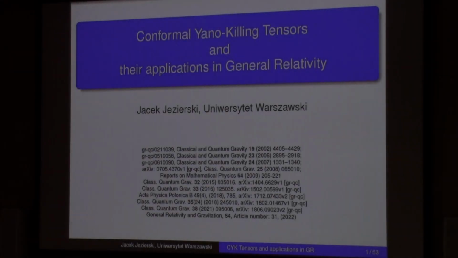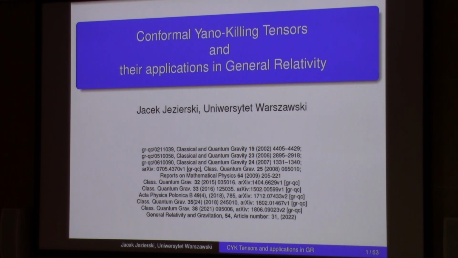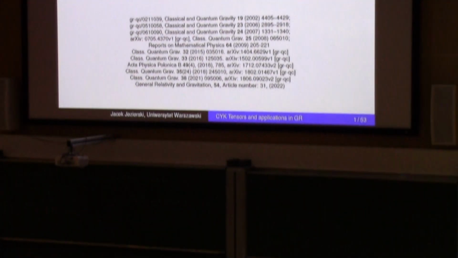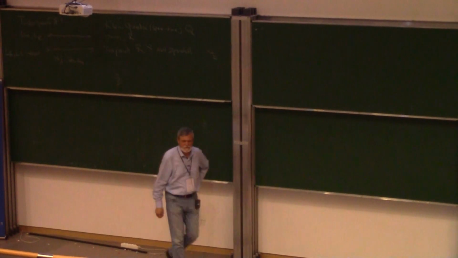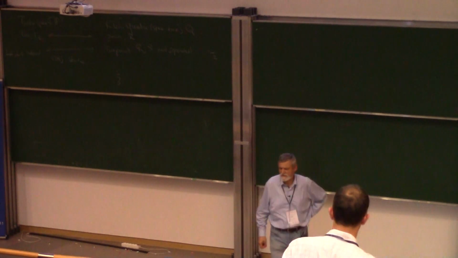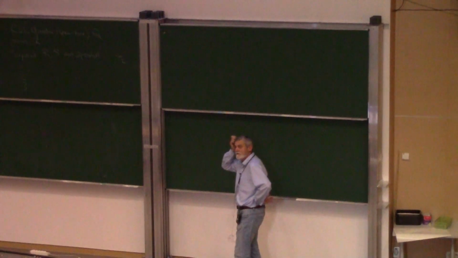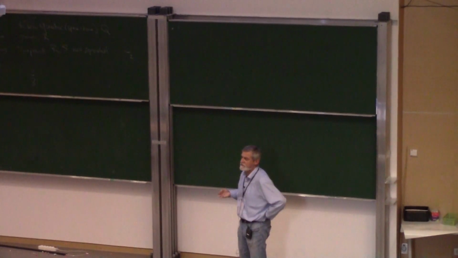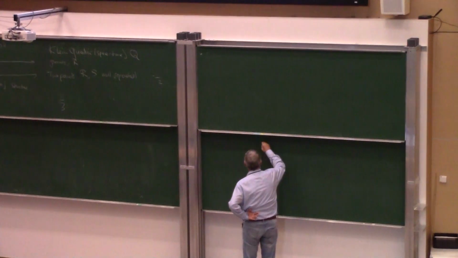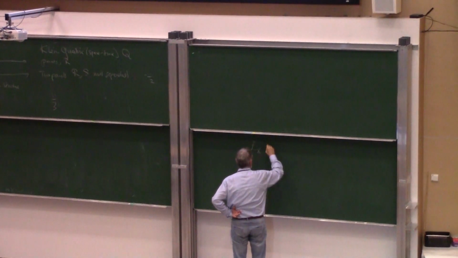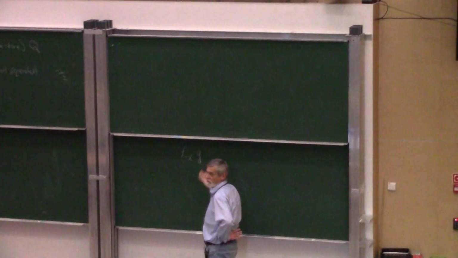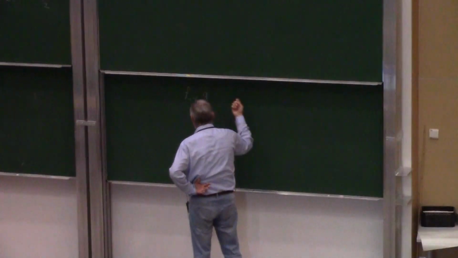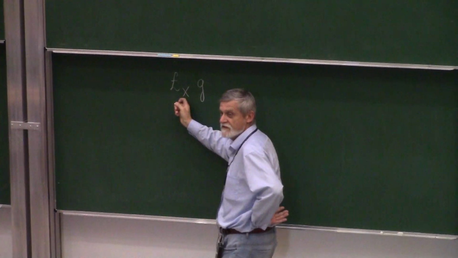Yeah, so maybe before I start to show some slides, maybe I will start with Blackboard. And I want to explain what is this conformal Yano-Killing tensor. What is the idea? So almost everybody in this audience knows what is the infinitesimal symmetry of the metric structure. Yeah? So usually people write some vector field X and take Lie derivative of this metric, and if it is 0, then we say that this is infinitesimal symmetry.